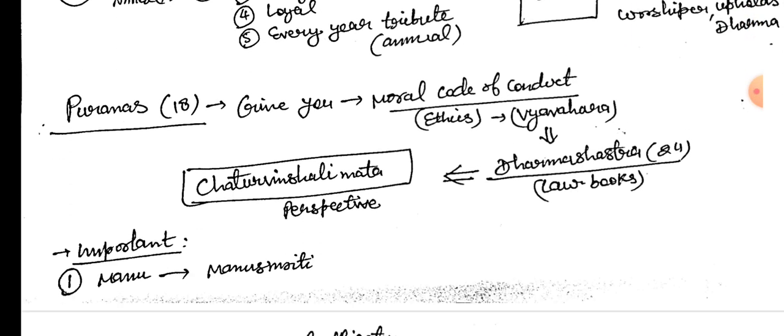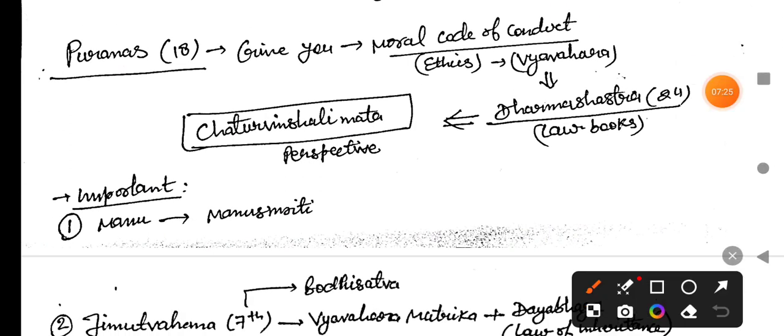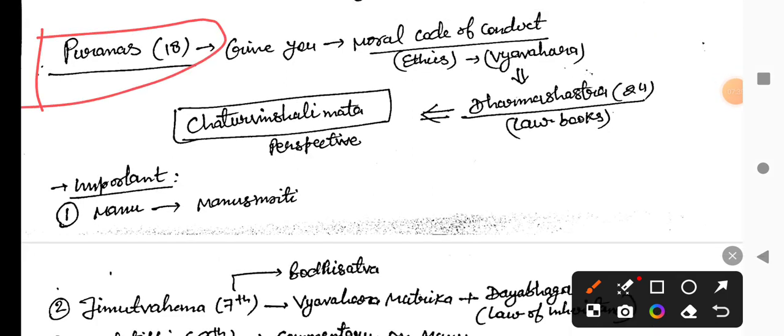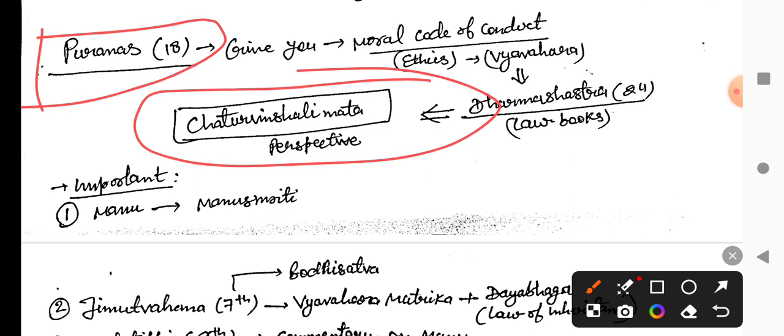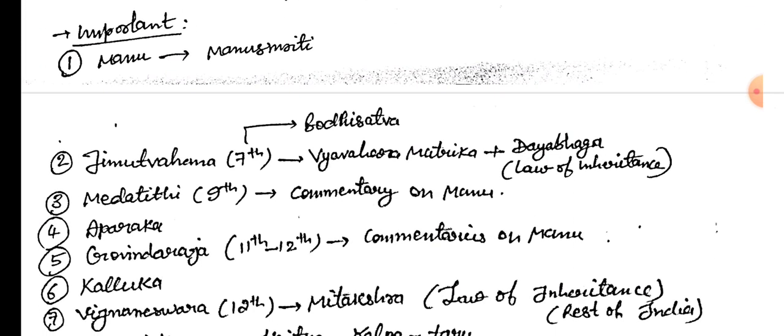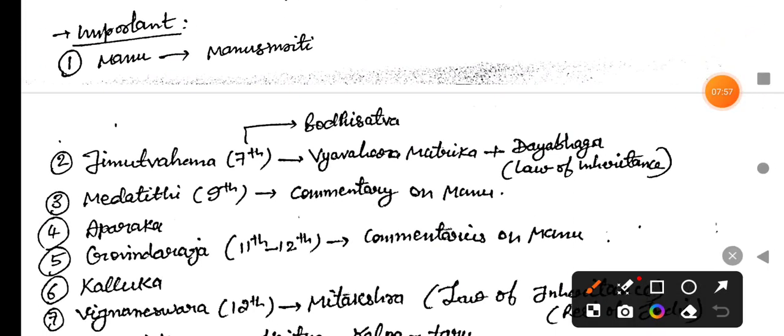So it was the responsibility of the king to maintain dharma and the Dharma Shastras as well. And 18 Puranas were written after the later Vedic period, and they give you the moral code of conduct, that is, the ethics. In Hindi it is Vyavhar. And Dharma Shastras were 24 law books, also known as Chaturvinshati Mata, that gave the perspective of any individual and framed their way of life in society.